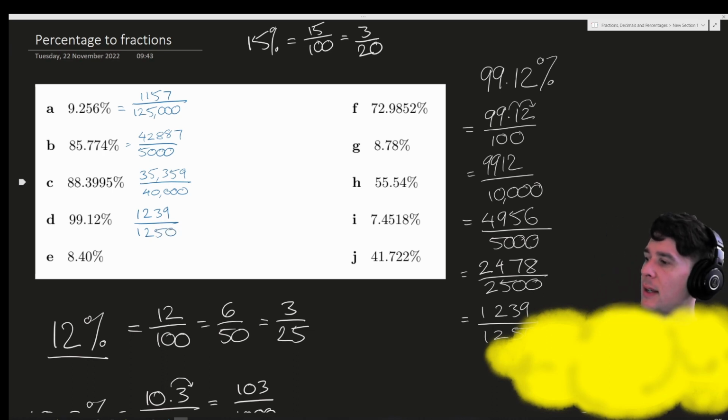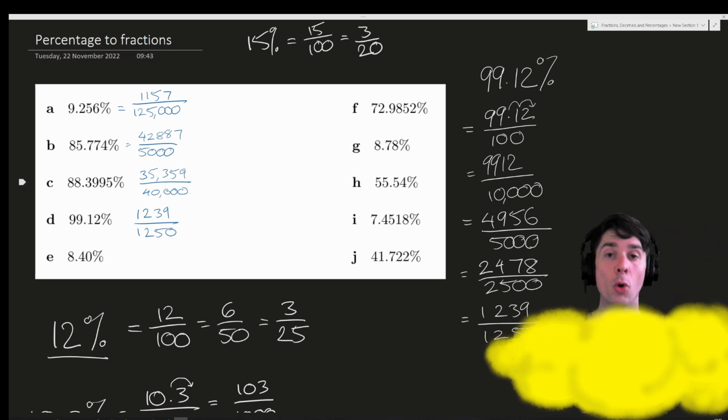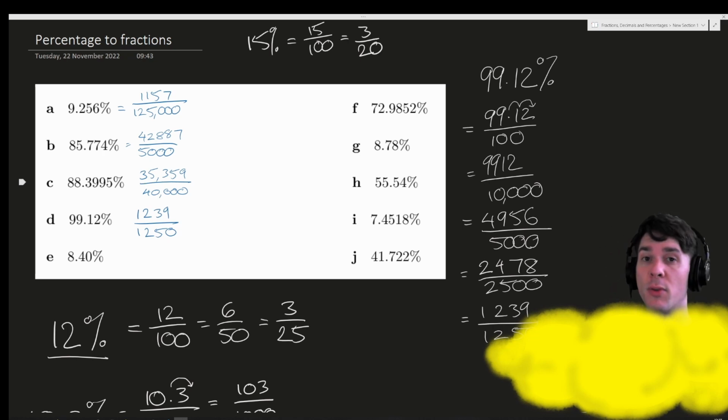And what we can see here is that our fraction gives us a value where the numerator is almost as big as the denominator. And that's because the number we started with was almost 100%.